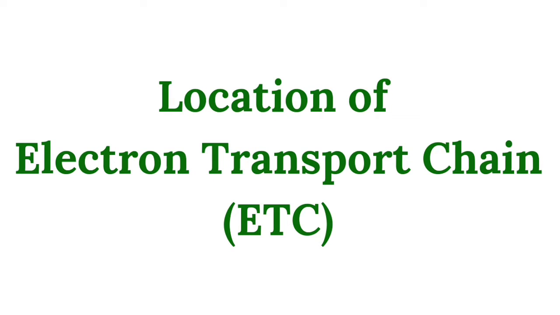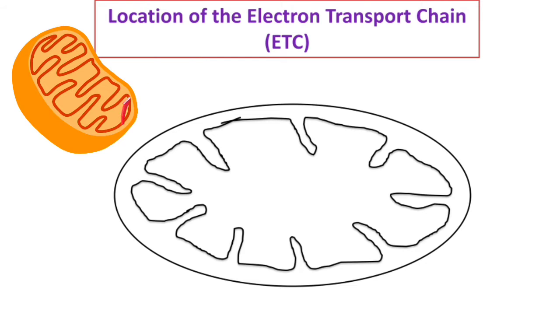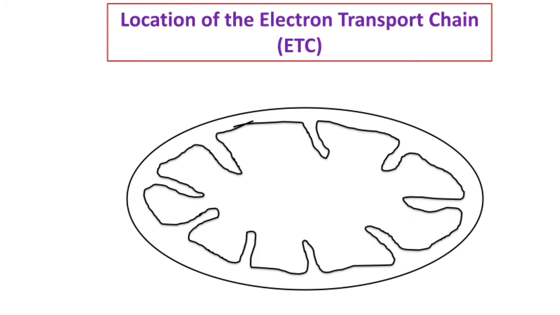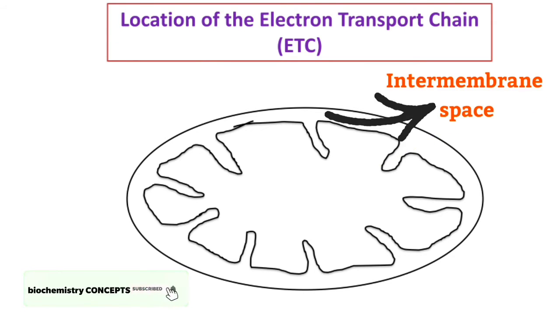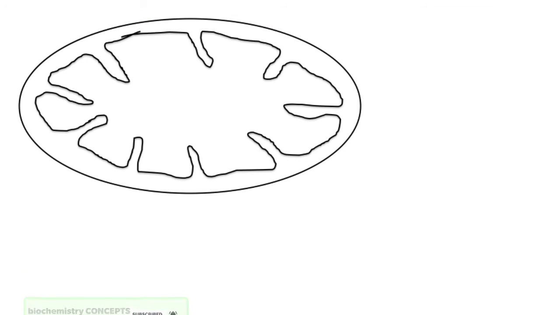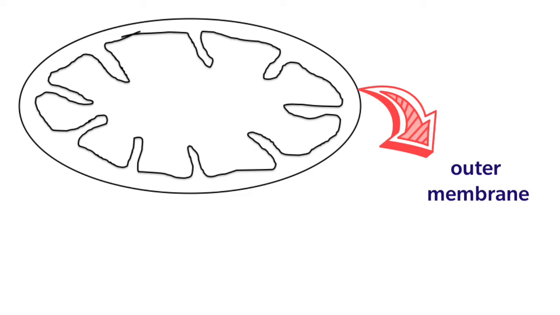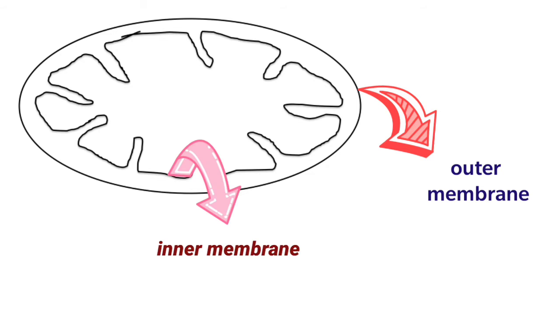Hello everyone, this video is about the location of the electron transport chain. Electron transport chains are located in the inner mitochondrial membrane. When you see the structure of mitochondria, it has four important parts: membranes, cristae, intermembrane space and matrix. Coming to the membranes, mitochondria has two membranes, outer membrane and inner membrane.